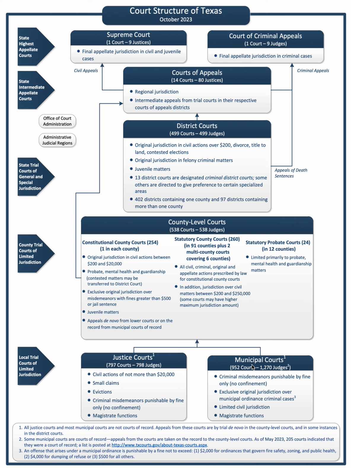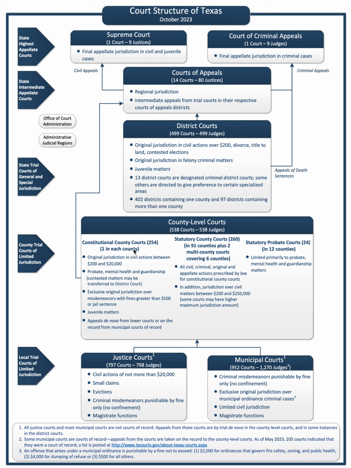These courts go by various names. You can see we have three different names, and technically four. At the county court level, we have constitutional county courts, and you'll notice that there is one for each county. There's 254 counties in Texas. There are 254 constitutional county courts. These are created by the Texas Constitution.